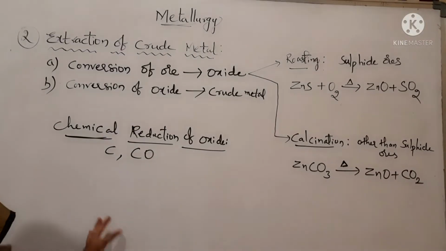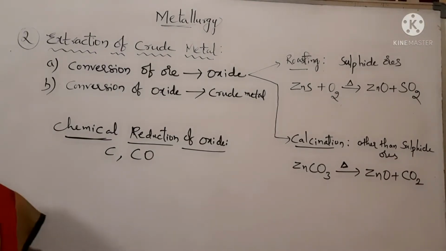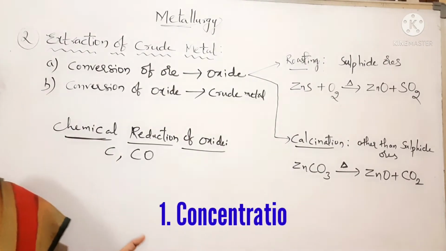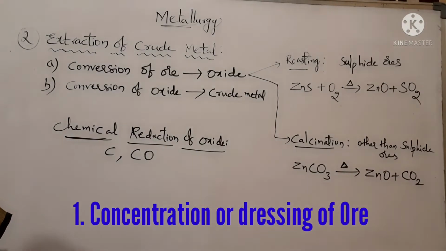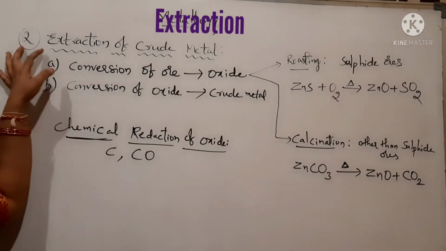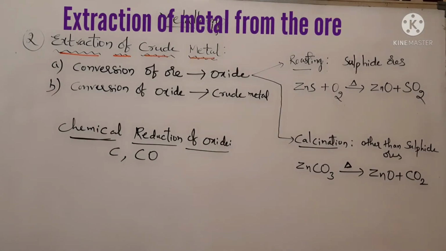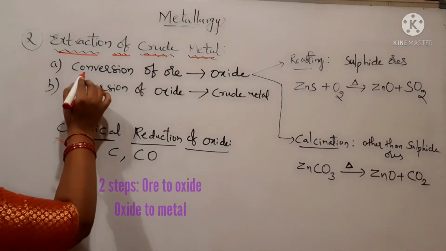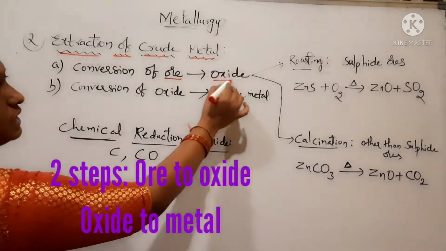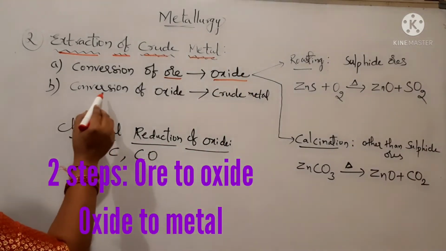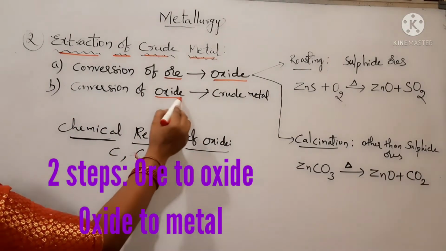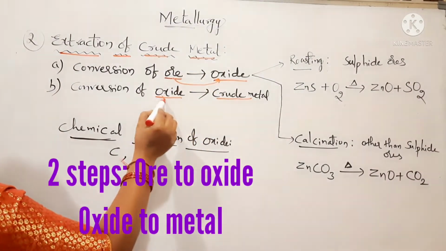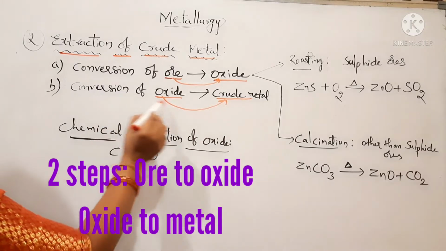Dear students, we'll go to the next topic in metallurgy. Actually, the metallurgical process involves three steps. First step is concentration or dressing of ore, and the next step is the extraction of crude metal. This extraction of crude metal mainly involves two steps. One is conversion of ore to oxide, and the second is conversion of oxide to crude metal. First ore to oxide, then oxide to crude metal. How it is, we will see now.